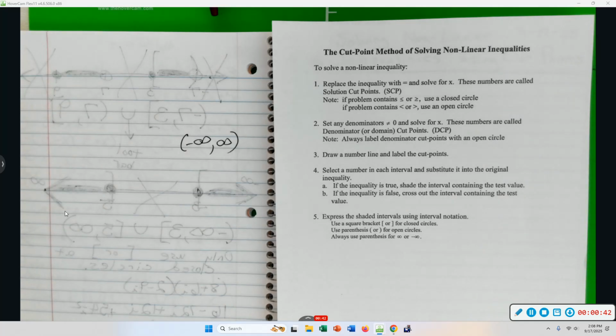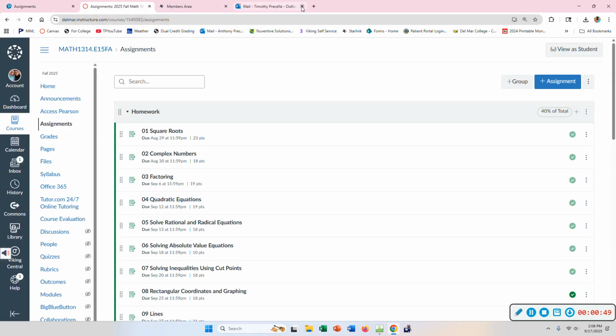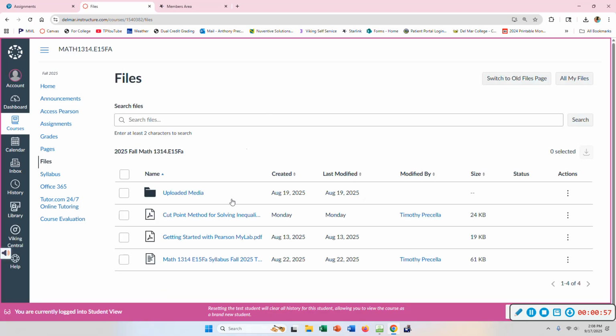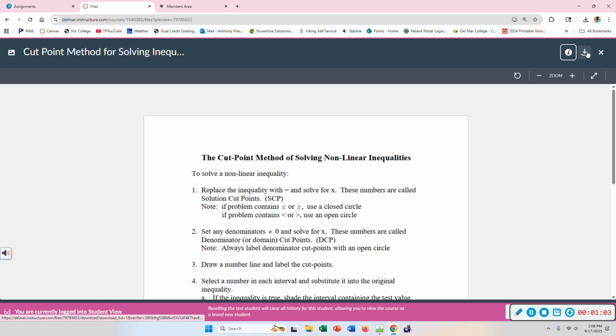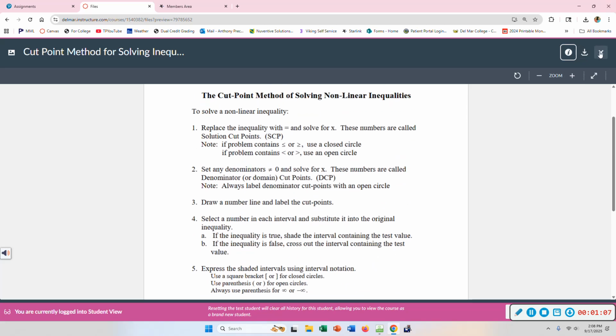Let me confirm that. Where's Canvas? Files. I'll look at student view, so it looks like yours. And there it is, the cut point method for solving inequalities. You can download it. Here's just a preview of it. It should be exactly what I have there.